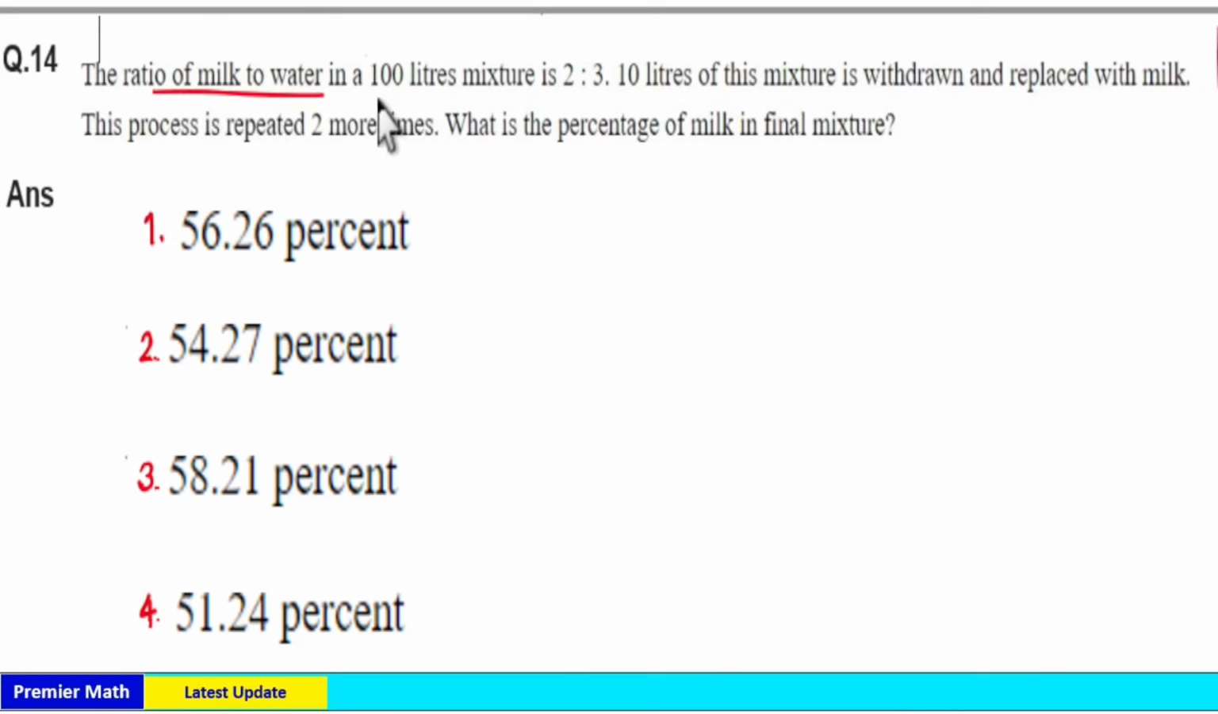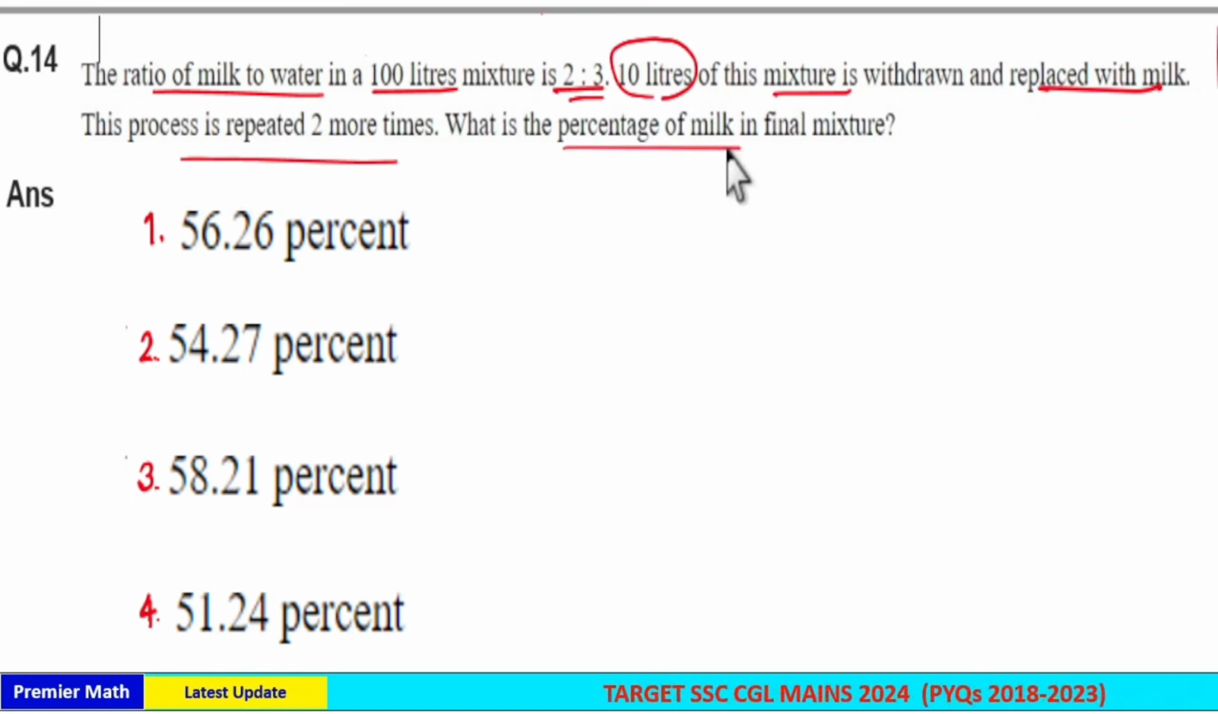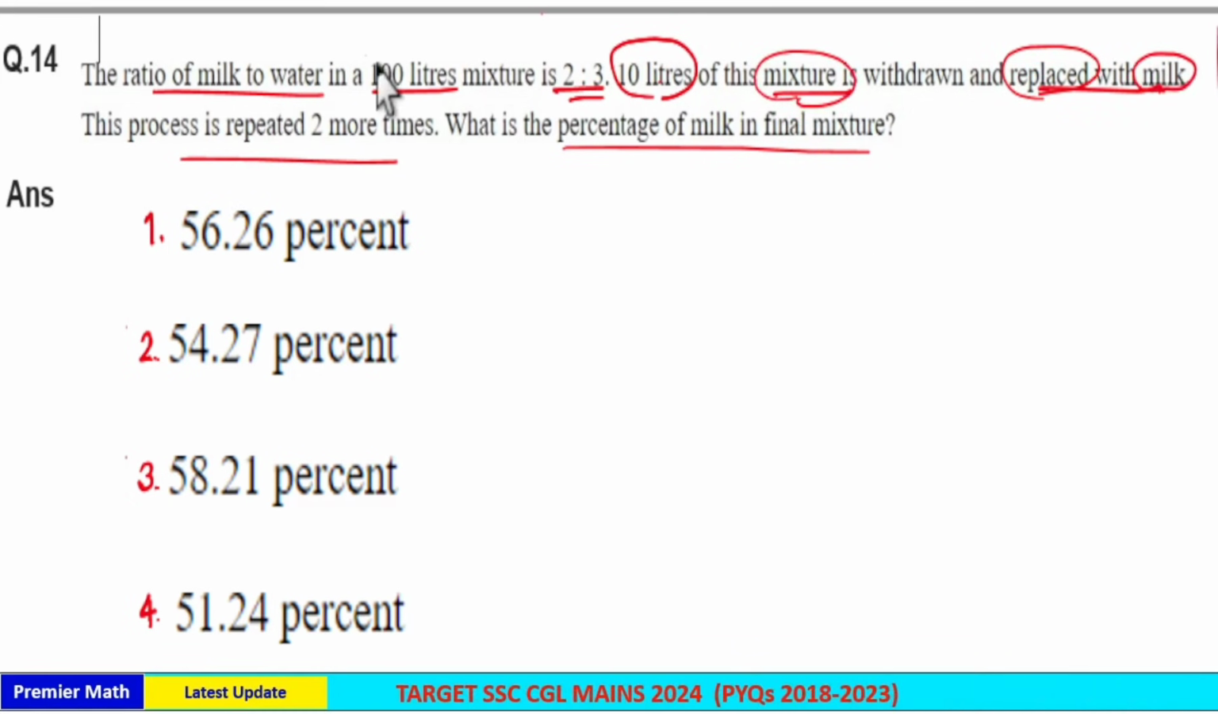Ratio of milk to water in 100 liter mixture is 2:3. 10 liter of mixture is withdrawn and replaced with milk. This process repeated 2 more times. What is the percentage of milk in final mixture? Here this is replacement. That is, when you are taking out 10 liter mixture, you are adding 10 liter milk. That is, initial volume and final volume will be same even after all this process.